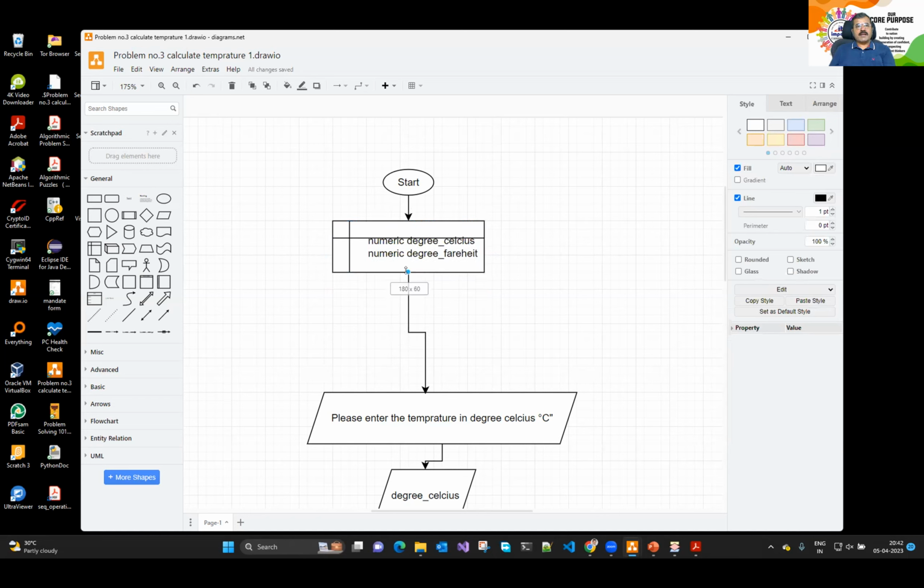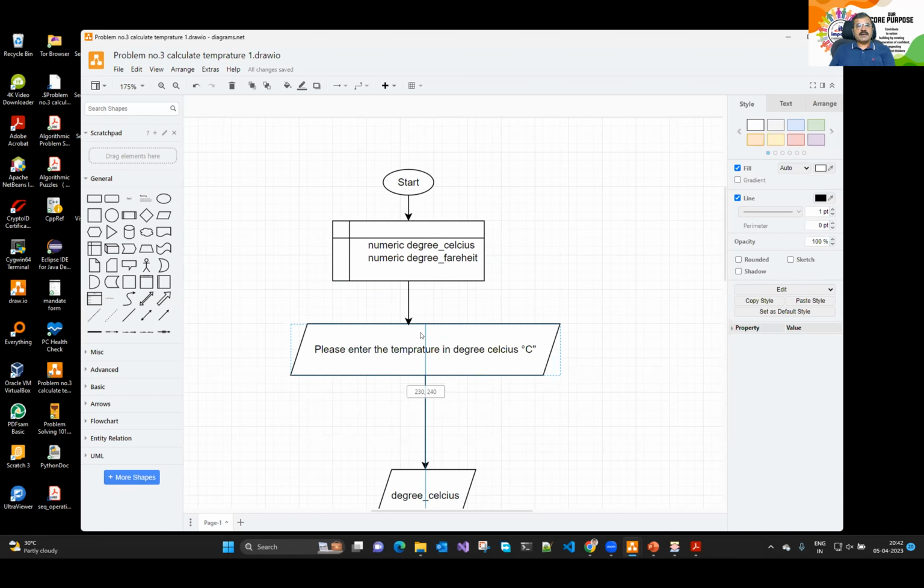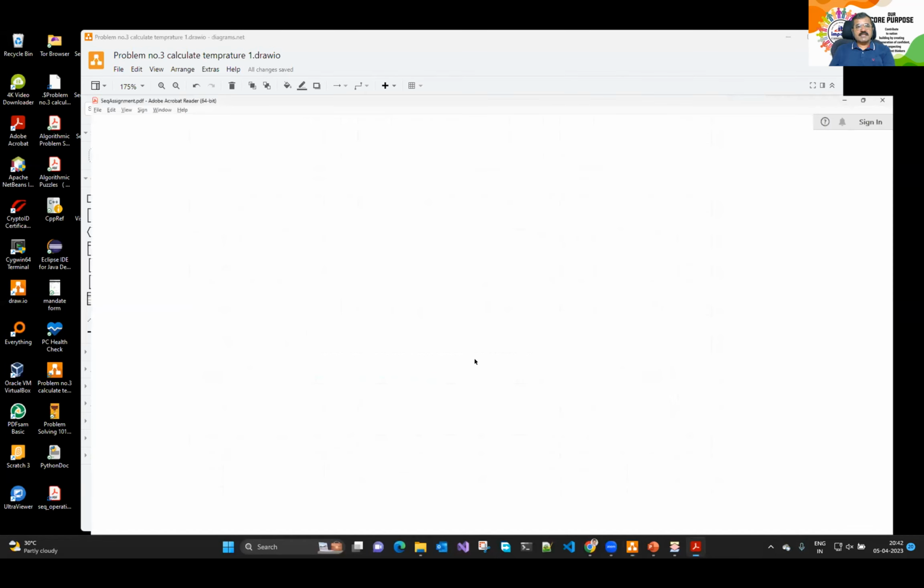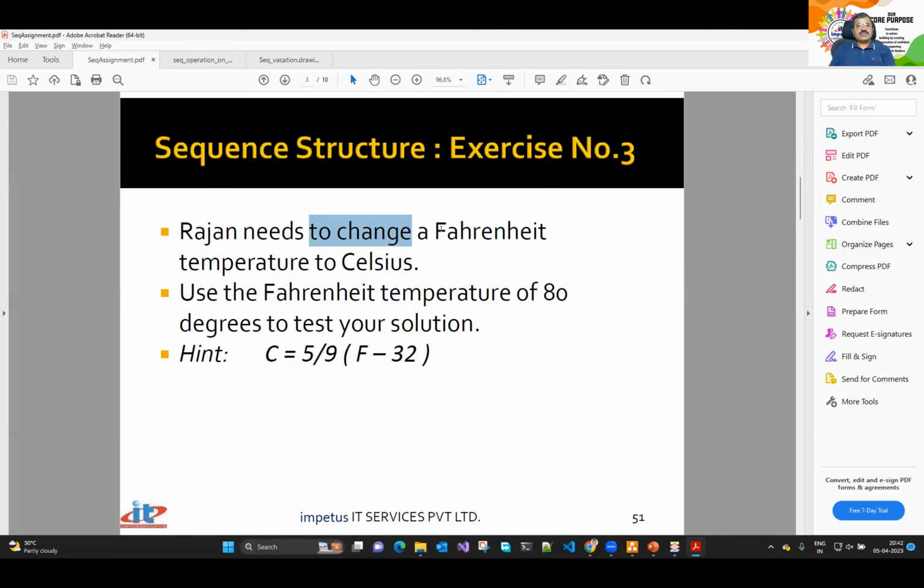Variables that are required have now been defined. We need to accept the degree temperature. Please enter the temperature in degree Celsius. Now that's exactly opposite of what it says. It needs to change Fahrenheit temperature to Celsius.